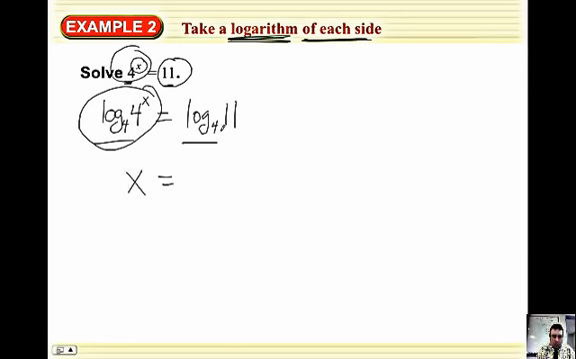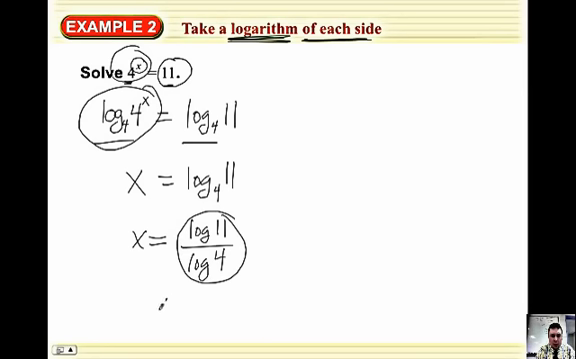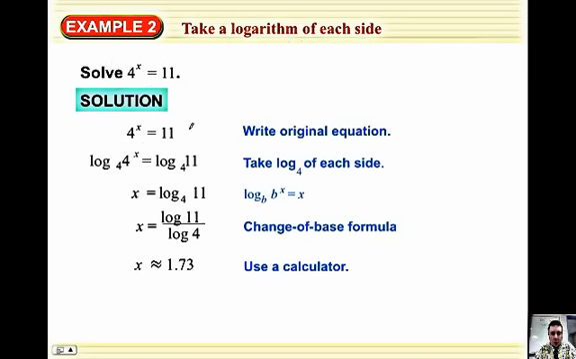Equals, you can't simplify this by hand anyway. You can get a decimal, which is what we're going to do. Log base 4 of 11. 4 to some power equals 11. Can't do that in your head. So type this in your calculator. How are we going to type that in? Using the change of base formula. So x equals log of 11 divided by log of 4. Type this in your calculator and you got your answer. X equals about 1.73.